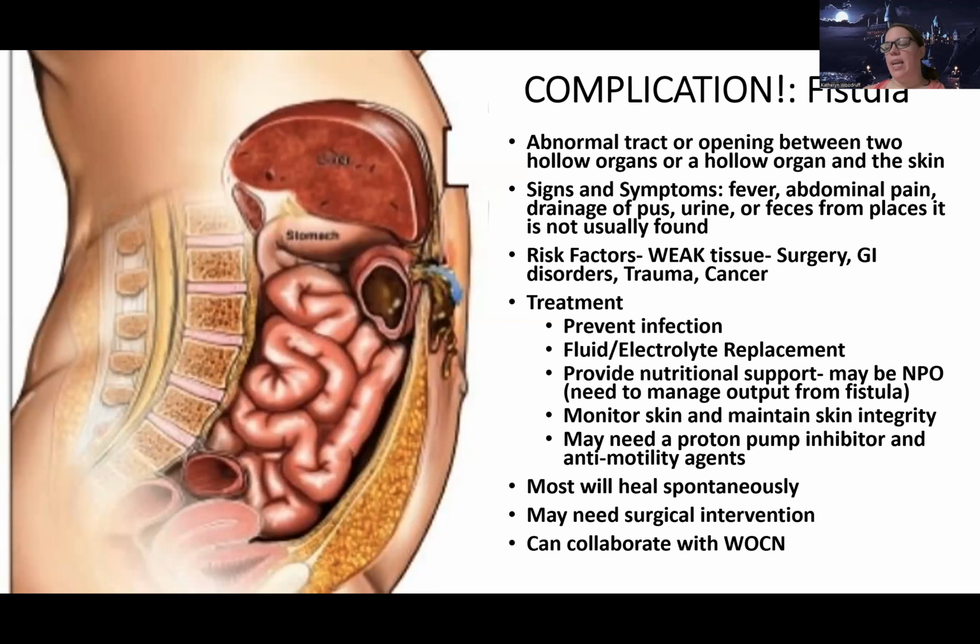And then if they're leaking a lot of stuff, we can collaborate with the WOCN, which is a wound care and ostomy nurse. I wonder if it's supposed to be wound care ostomy nurse. Oh, WOCN.